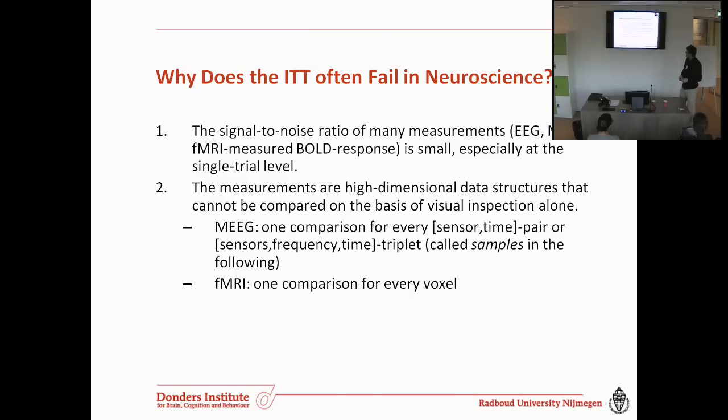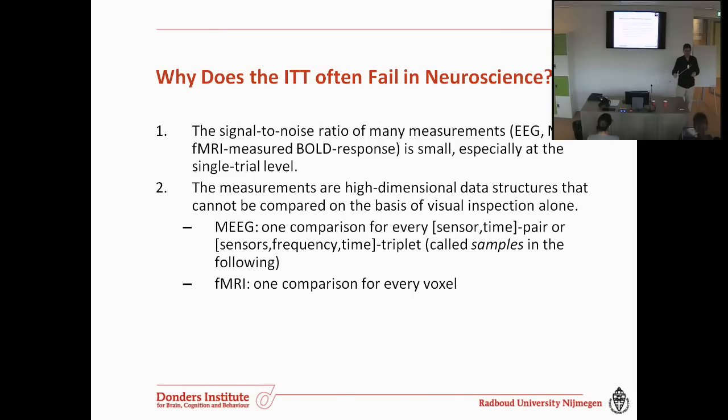Second, in neuroscience, and that's very different from behavioral science, we work with high-dimensional data structures. And these high-dimensional data structures are compared between conditions. Because they're so high-dimensional, you cannot do this on the basis of visual inspection alone. So compare this with a pure behavioral experiment. Typically, every trial gives you two numbers. Either you press the left button or the right button, and you have a reaction time. So you have two numbers for every trial.